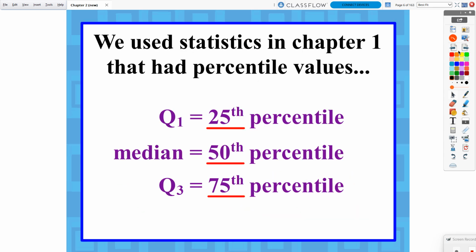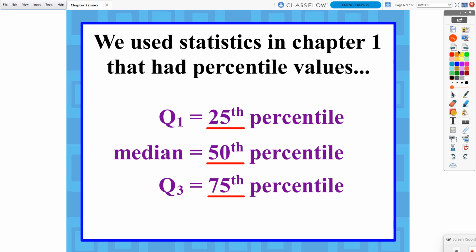All right, the next topic we're going to take a look at: we've technically already talked about percentiles back in Chapter 1 when we talked about the first and third quartiles and the median. When we looked at a box plot, the box plot split up our data into 25% chunks. From the minimum to Q1 was 25%, Q1 to the median was the next 25%, the median to Q3 was the next 25%, and Q3 up to the maximum was the final 25%.